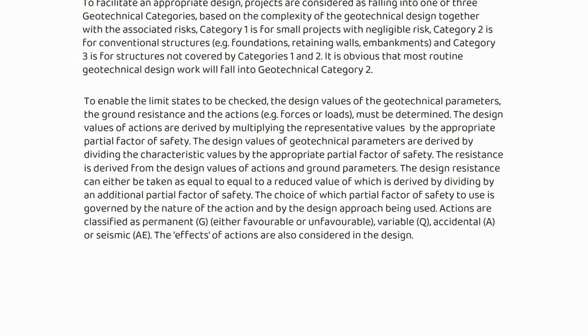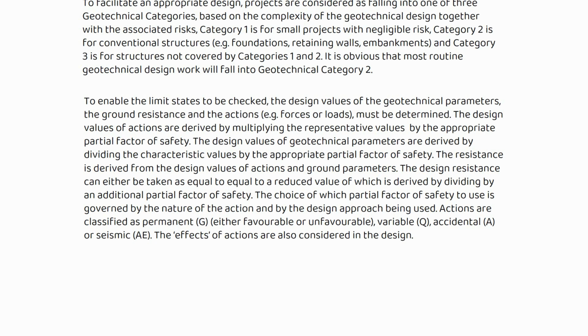The resistance is derived from the design value of actions and ground parameters. The design resistance can either be taken as equal to a reduced value, which is derived by dividing by an additional partial factor of safety. The choice of which partial factor of safety to use is governed by the nature of the action and by the design approach being used.